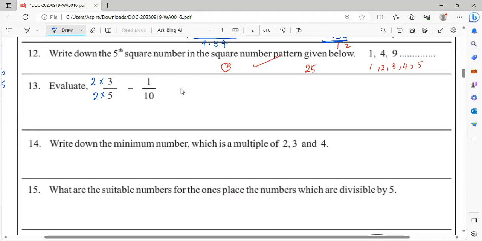So 2 into 3 it is 6. 2 into 5 it is 10. Then 1 is subtracted by 6 over 10. So now it is 5 upon 10.